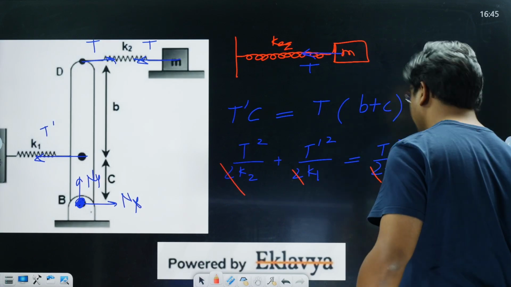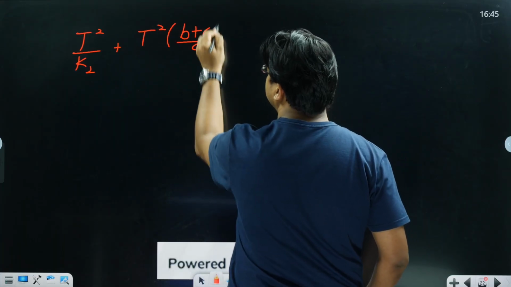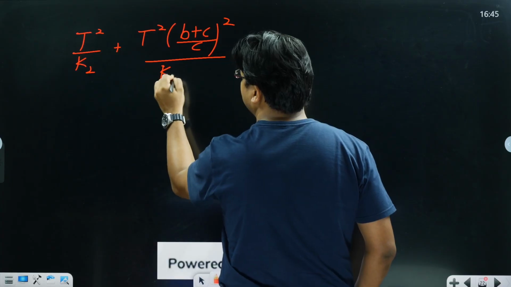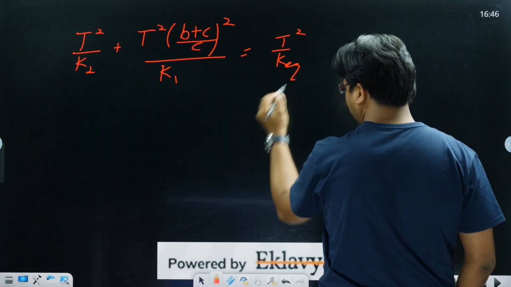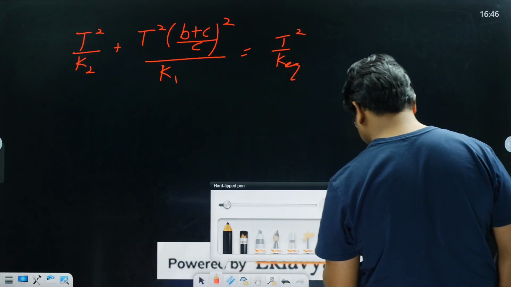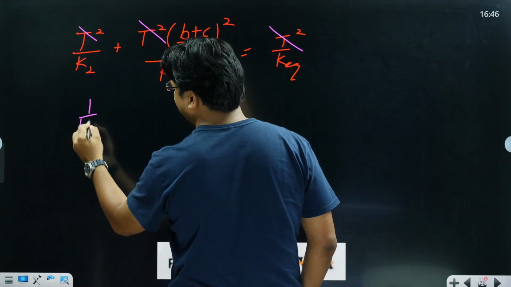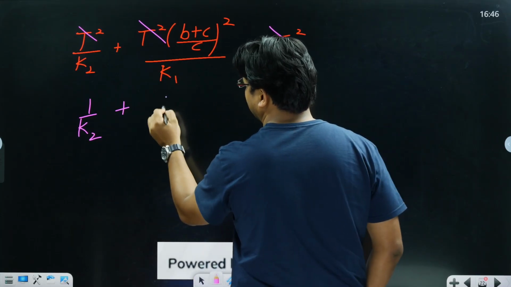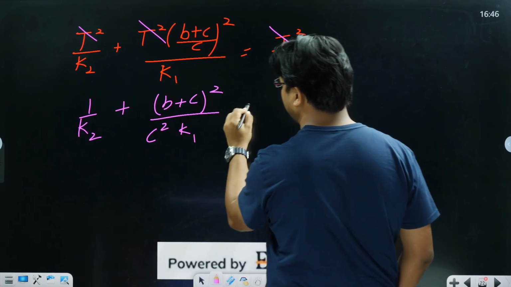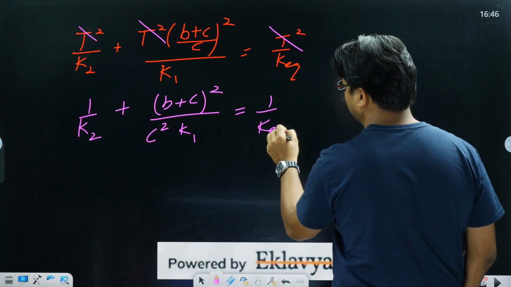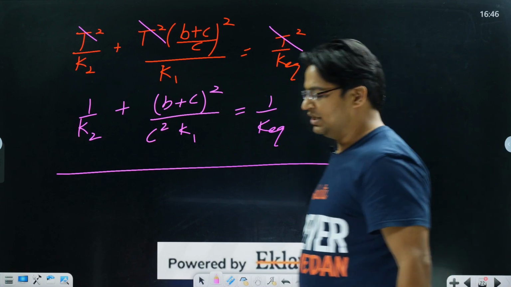T prime square will become T square (B plus C) square by C square, by K1, is equal to T square by K equivalent. Now T square is present in all the terms, so we can cancel T square. And we get 1 upon K2 plus (B plus C) square by C square K1 is equal to 1 upon K equivalent. So from here you can get the value of K equivalent, and therefore you will get the value of omega as well.